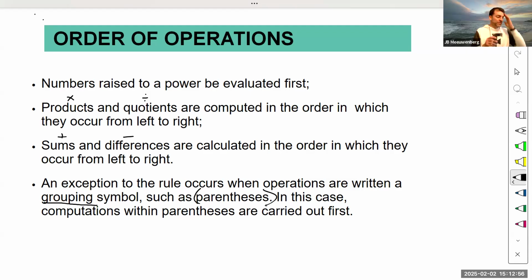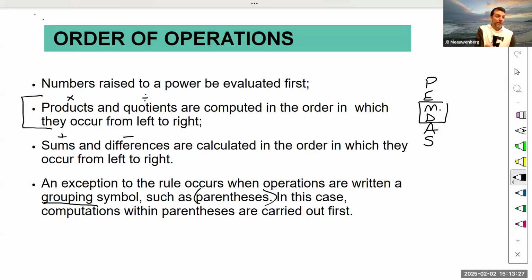And in this case, those computations within the parentheses are carried out first. Now, you've probably learned an acronym like PEMDAS. Please excuse my dear Aunt Sally to help you remember this. I'm just going to modify this a little bit for a couple of reasons. One is PEMDAS implies that M comes before D. And we just read in this statement here that those occur from left to right.